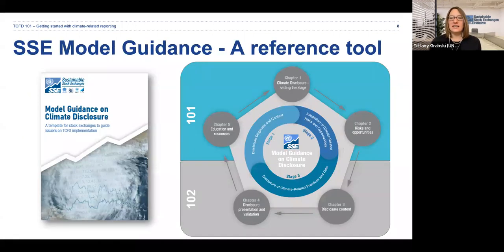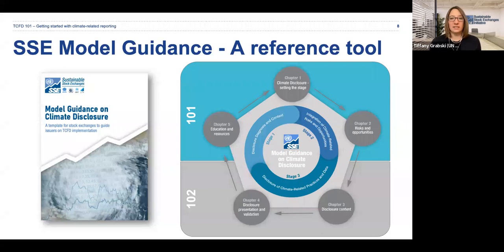You can already see in the chat there's a link to the TCFD Knowledge Hub. That's a resource we will reference a lot. Another reference that we'll provide you often is the SSE model guidance. We developed this with all of our partners also involved in this training. That link's also in your chat box now. We're going to use this model guidance throughout. It's a good overview as you're getting started on this topic.